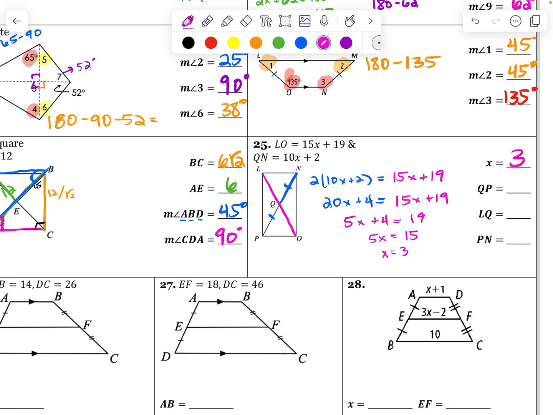So QP, you're just going to plug in 3 right here. So 10 times 3 plus 2 gives me 32. So they're all going to be 32. LQ is also 32. And then PN is the entire thing. So 32 times 2 is 64.